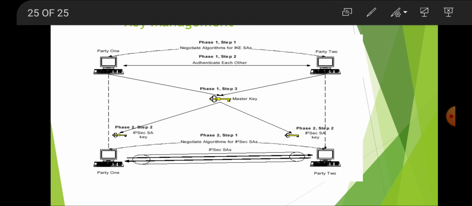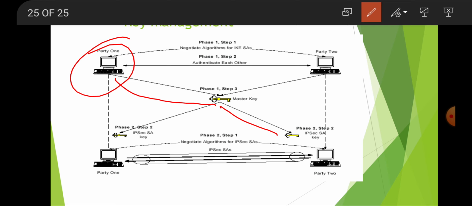This is how I have shown the key management. In party 1 and party 2, party 1 goes to the first phase, phase 1. After phase 1 it generates the key, that is the master key, and it goes to phase 2. From phase 2 it goes again to party 1, that is the IP security SA. That is nothing but step 1 and step 2.